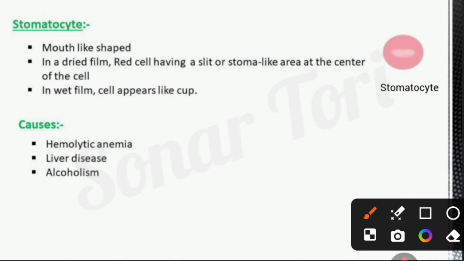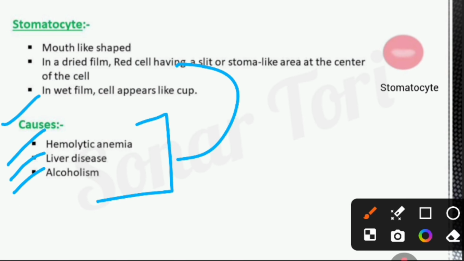Stomatocyte, which is another abnormal shape of the RBC, where a mouth-like shape of the RBC is formed. In a dried film, RBCs have a slit or stoma-like area at the center of the cells, and in a wet film, cells appear like a cup. Then the next point is, what are the causes of the formation of stomatocyte cells? In hemolytic anemia, liver disease or alcoholism, stomatocyte cells are formed.